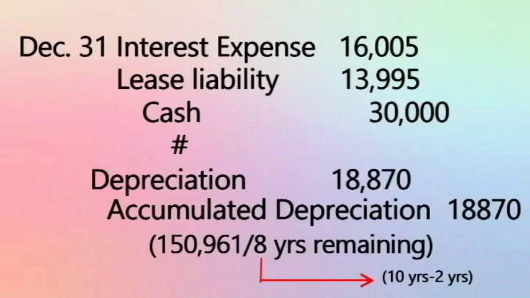And for the last date of the year, so sa December 31, i-record natin as usual yung updated interest expense, lease liability, and cash, and also for the depreciation. So, diba, meron tayong adjusted balance ng carrying amount which is the result of the changes or the reduction. So, dito, makikita natin yung 150,961. Ayun yung ginamit para makompute natin yung depreciation divided by 8 years remaining. Since dito, meron na tayong nagamit na 2 years.